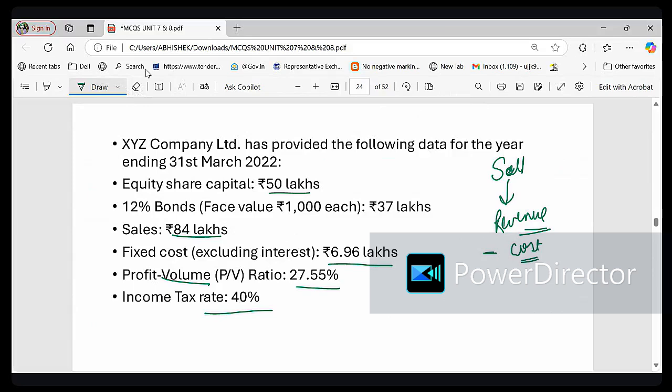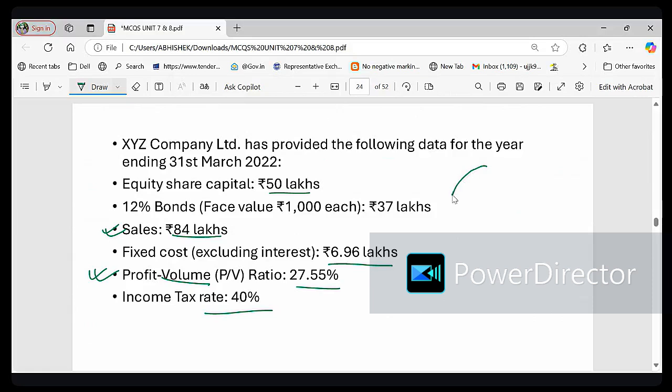So how to calculate the EBIT? Just now you remember the pie chart. I told you the pie chart is the most effective way to calculate EBIT. But before that, you must know the contribution. How to calculate the contribution? To calculate the contribution, you will use this profit volume ratio as well as sales, right?